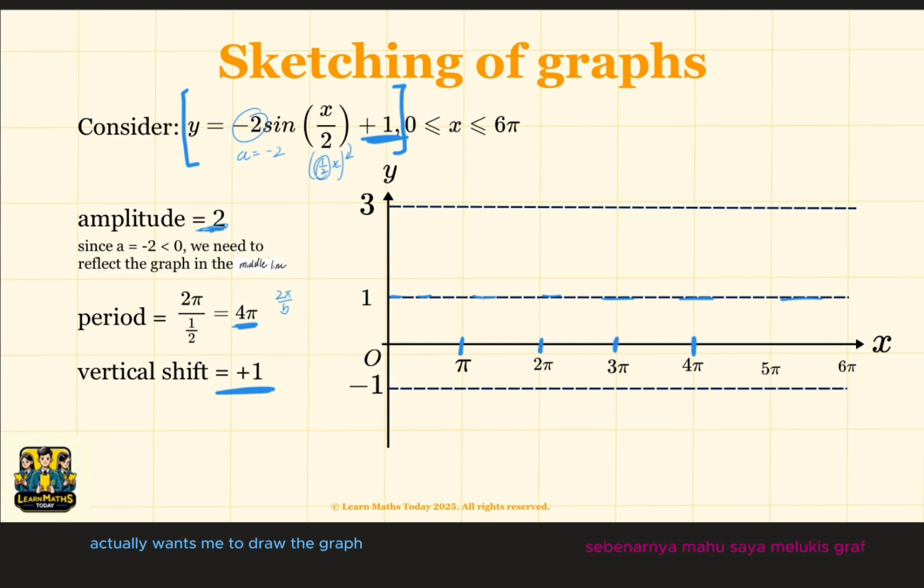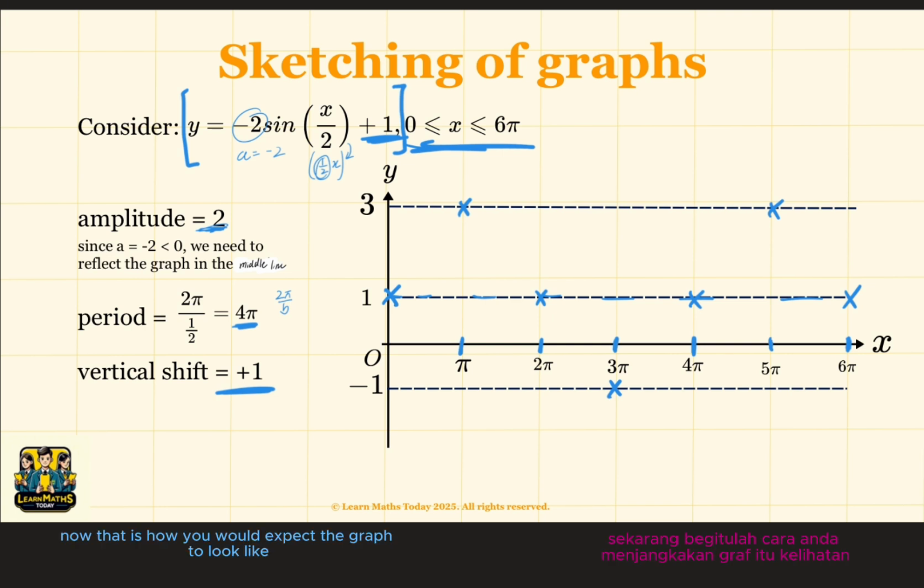Then, because the question wants me to draw the graph from 0 to 6 pi, which is more than one cycle, I will need to continue drawing to 5 pi and to 6 pi, which is where I'll end. So your sine graph, you know it starts from the middle line. It'll start from here, then here, then here. It goes from the middle to the maximum, to the middle again, then to the minimum, then to the middle, then to the maximum again, then to the middle, right?